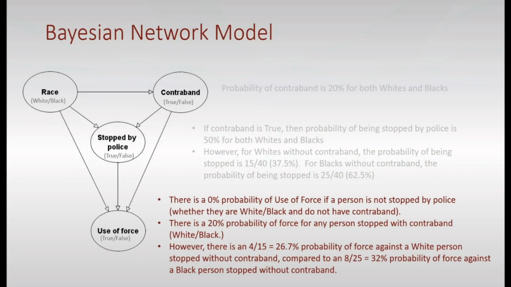However, we said there is a 4 in 15 probability or a 26% probability of force against a white person stopped without contraband, as compared to an 8 in 25 or a 32% probability of force against a black person stopped without contraband. So we've added bias in two locations here, one with the use of force and one with stops.